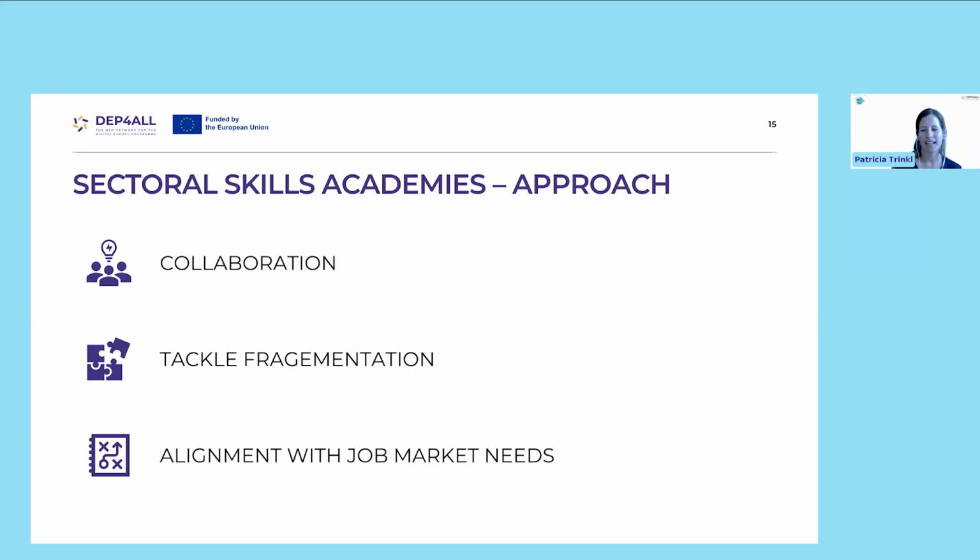So we want to capitalize on the existing EU-funded projects and tackle this fragmentation in order to show what is already present, not only among EU-funded projects, but also including national initiatives.